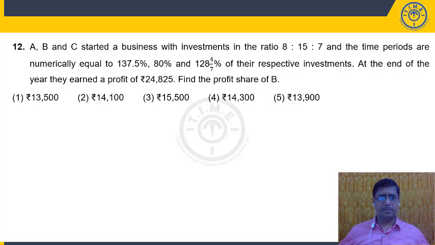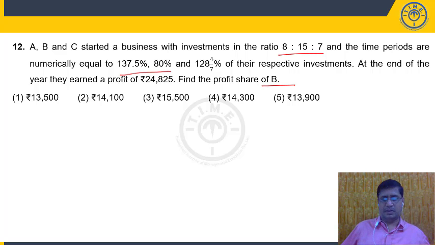A, B and C started a business with investments 8:15:7, and the time periods are numerically equal to 137.5%, 80% and 128 4/7% of their respective incomes. At the end of the year, they earned a profit of rupees 24,825. Find the profit share of B. These are the investments and the time periods.